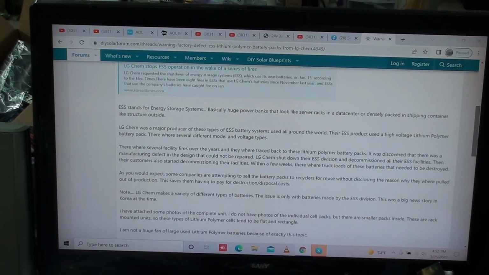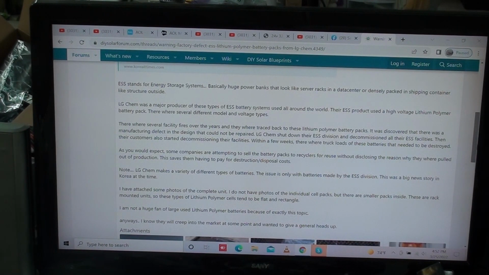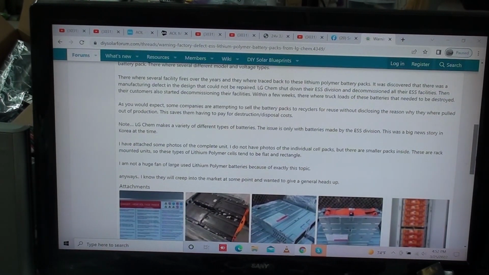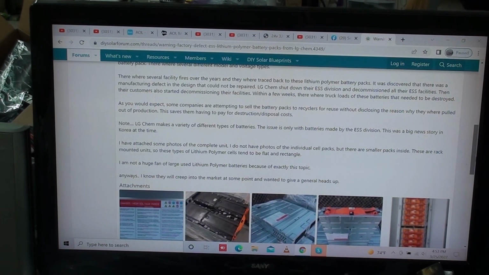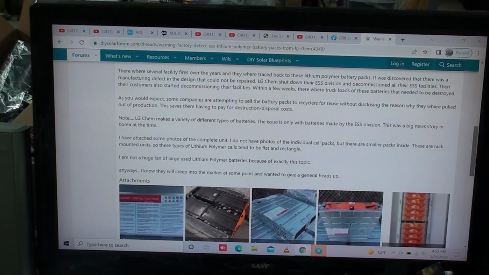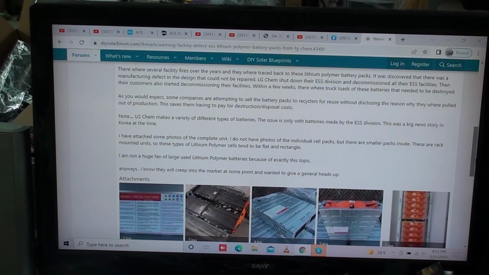It's not very big. ESS stands for Energy Storage Systems, basically huge power banks that look like server racks in a data center or densely packed in shipping container-like structures outside. LG Chem was a major producer of these types of ESS battery systems used all around the world. Their ESS product used a high-voltage lithium polymer battery pack. There were several different models and voltage types. There were several facility fires over the years, and they were traced back to these lithium polymer battery packs. It was discovered that there was a manufacturing defect in the design that could not be repaired. LG Chem shut down their entire ESS division and decommissioned all their ESS facilities.